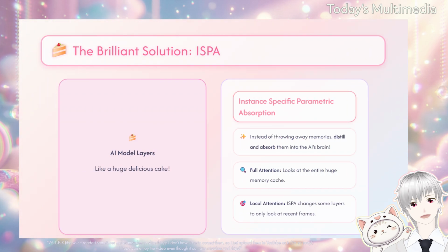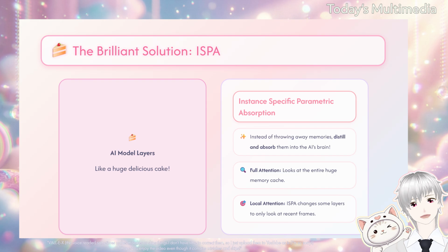So, what is the brilliant solution proposed in this paper? The researchers introduced a totally novel framework called Instance Specific Parametric Absorption, or ISPA for short. Instead of just throwing away those precious historical memories, they figured out a way to distill them and absorb them directly into the actual brain of the AI model. Yes, they absorb the history into the model weights themselves.